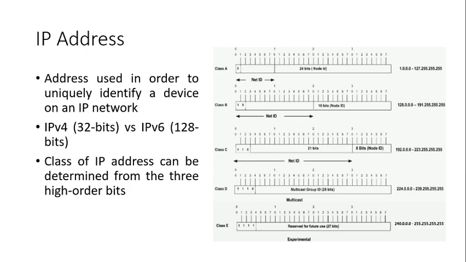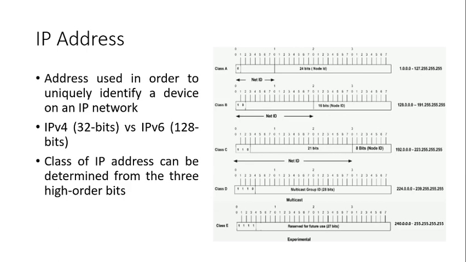There are two versions of IP address available. First is version 4 and second one is version 6. Version 4 is a 32-bit IP address, and version 6 is a 128-bit IP address. Usually 128-bit, which is version 6, is not used, but our industry and our networks are now shifting towards version 6, though mostly version 4 IP address is used.